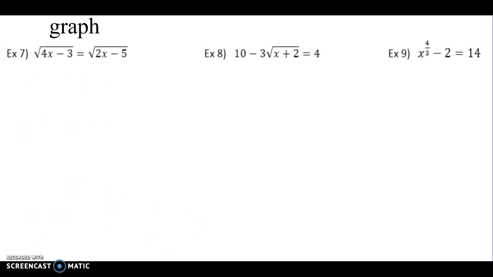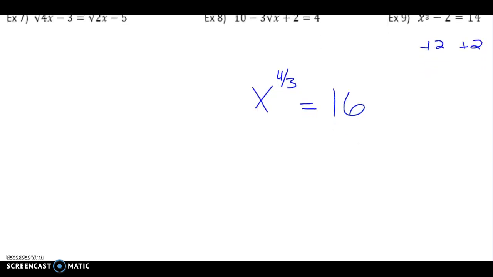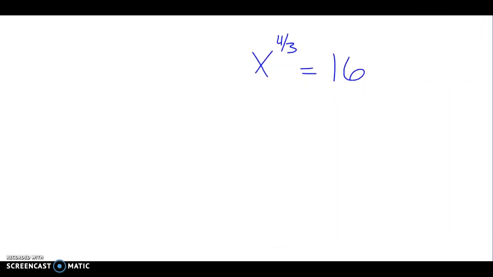Number 9, first step, add 2 over. So I get x to the 4/3 equals 16. Next step, there's a couple ways you can solve this. What would the index be if I turn this into a radical? It would be 3. It would be the cube root of x to the 4th, equals 16.